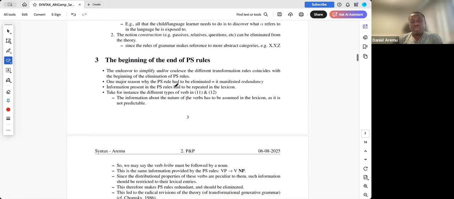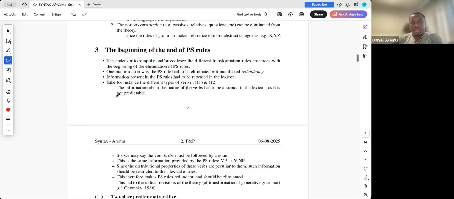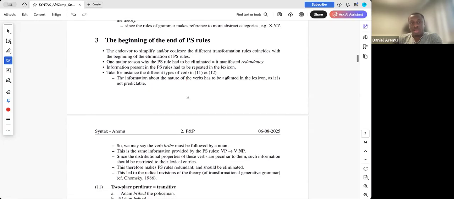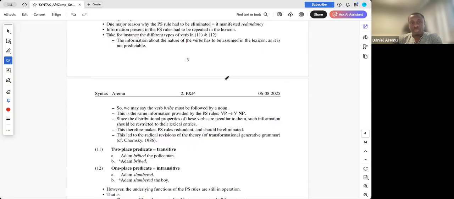Okay, so the endeavor to simplify or to coalesce the different transformation rules coincides with the beginning of the elimination of the PS rule. And one major reason why the PS rule had to be eliminated is actually redundancy, because information that is present in the PS rules had to be repeated in the lexicon. Now look at the example. Let me use this example in 11 to explain that.